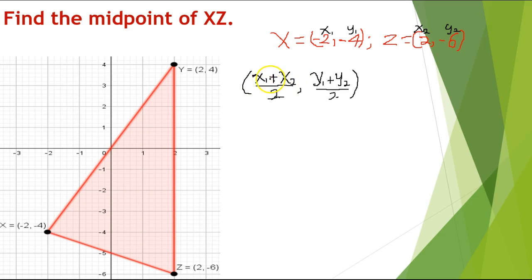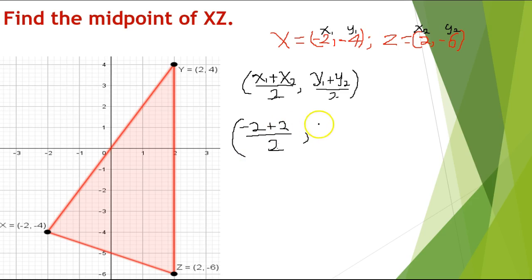Now remember, with the distance one and the slope one, you're finding the change in x and the change in y, but here you're not finding the change, you're finding the median. So you're going to add instead of subtract. So keep that in mind. So we just plug into our formula. We have our x1 up there is -2 plus our x2 is 2. Again, watch the sign, divided by 2.